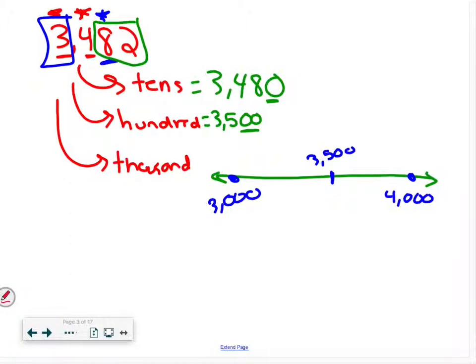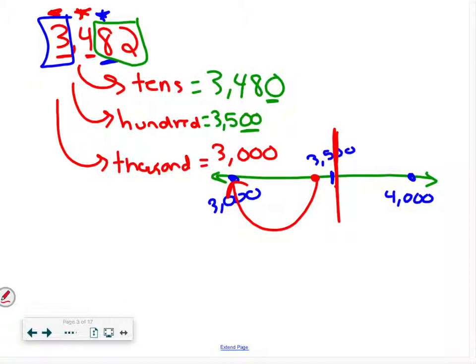Now, I'm going to plot that number. I have 3,482. Well, I know 482 is a little bit less than 500, so I'm going to put that dot right there. Again, just looking at this red dot, it isn't quite to the halfway point, so I'm going to be rounding it to 3,000. 482 is closer to that 3,000 than it would be to 4,000.